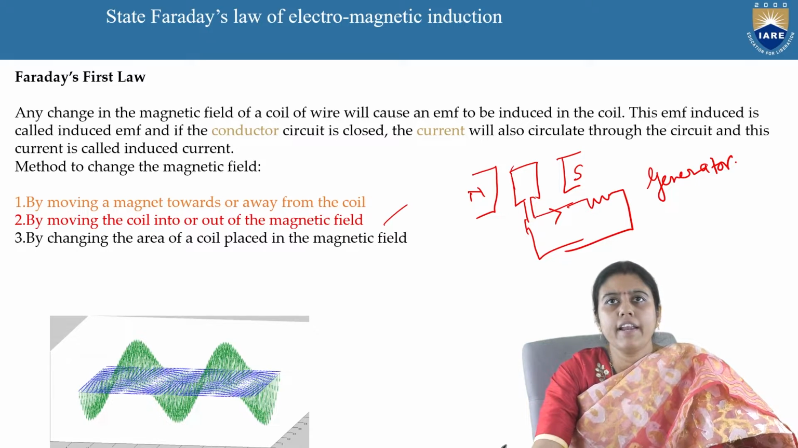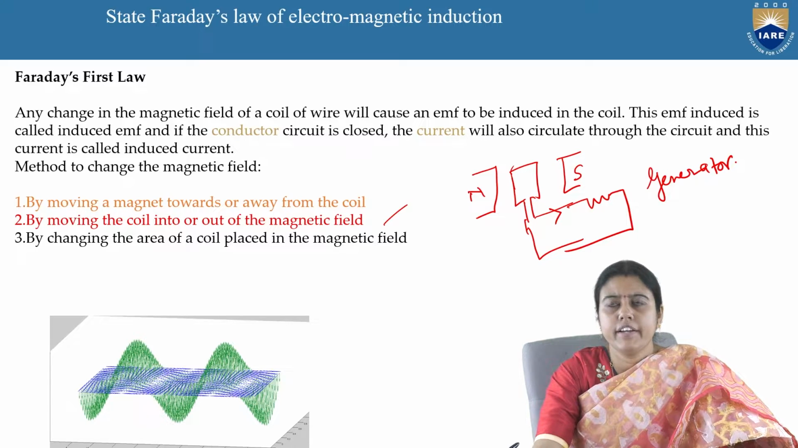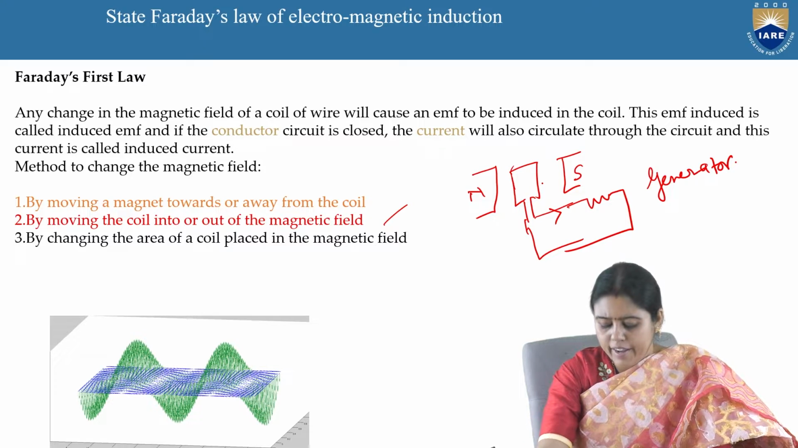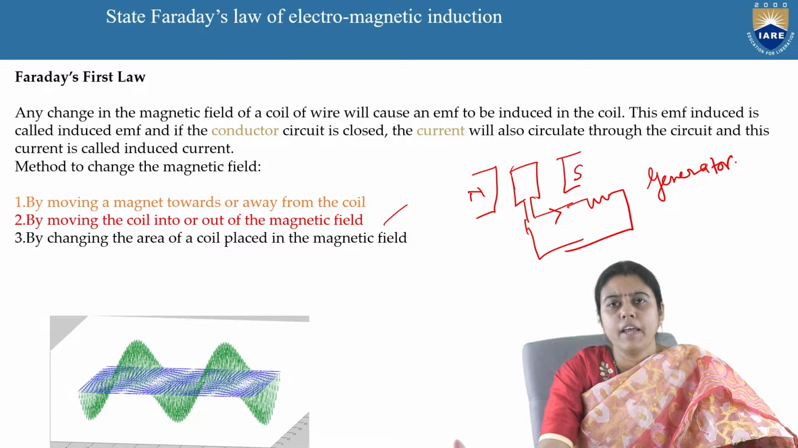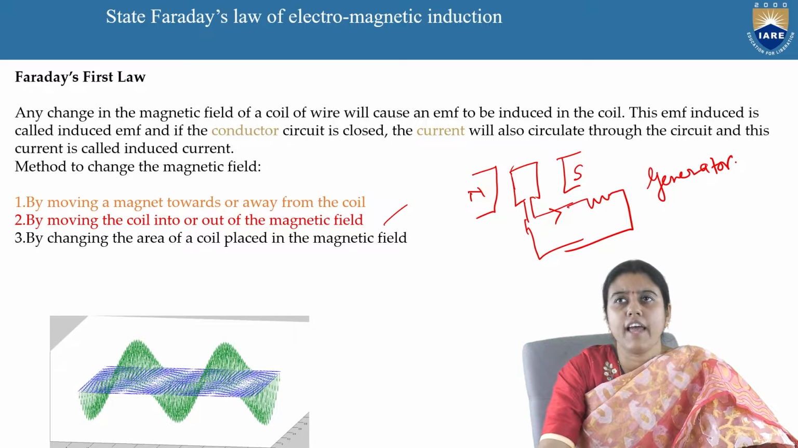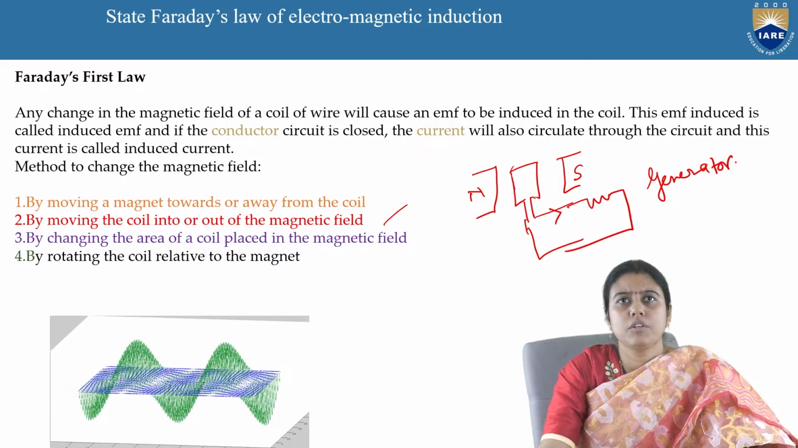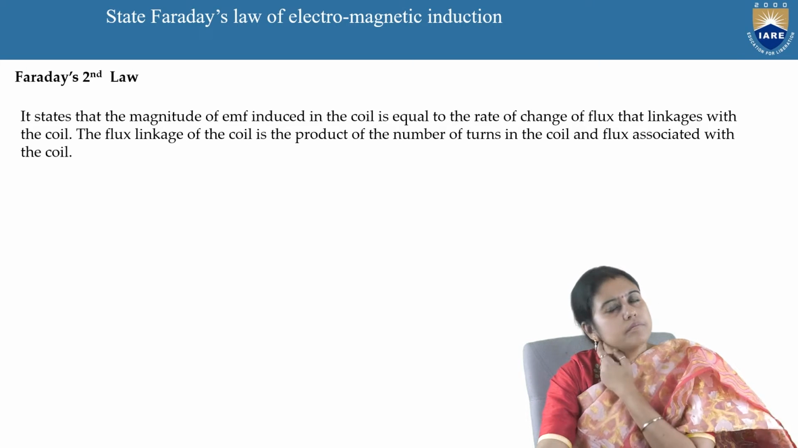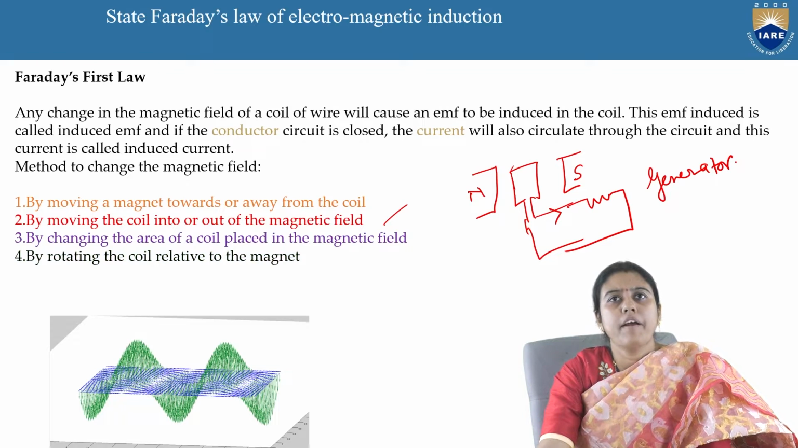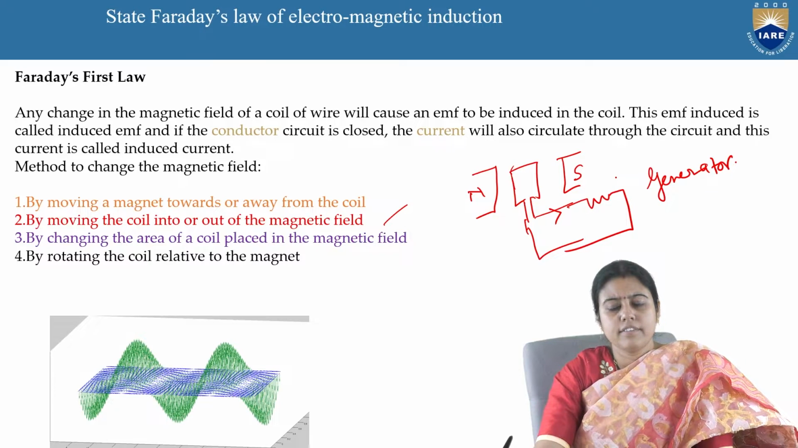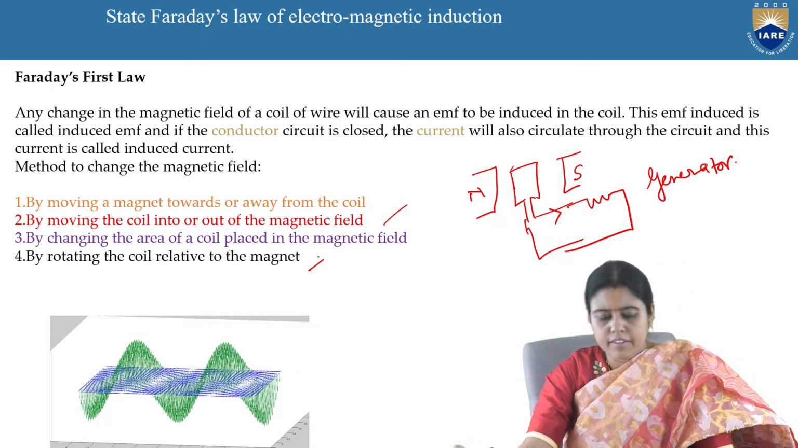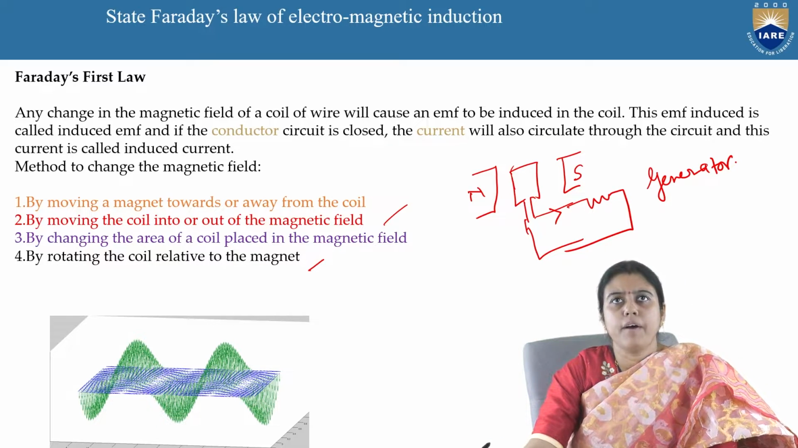Then by changing the area of the coil placed in the magnetic field, if we change the number of turns or the area, the flux will change, and as a result the EMF will be induced. And also by rotating the coil relative to the magnet. One is the movement, another one is rotating the coil. This is also the generator principle. So this is Faraday's first law.